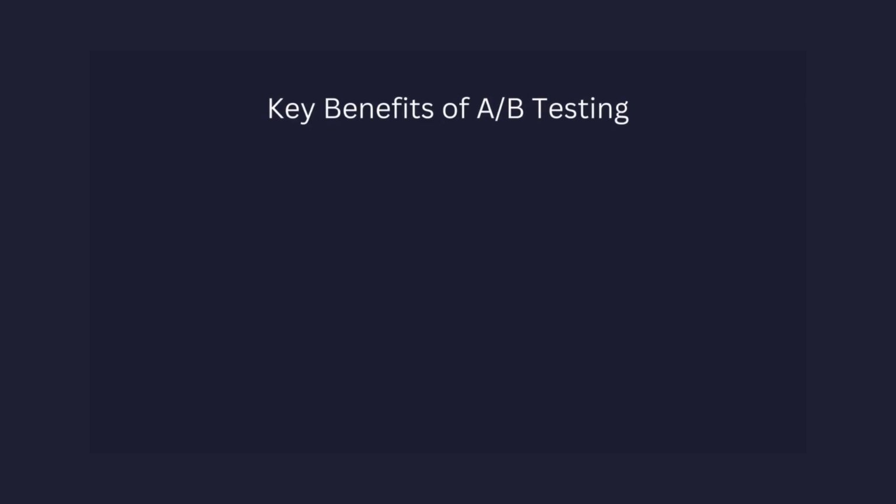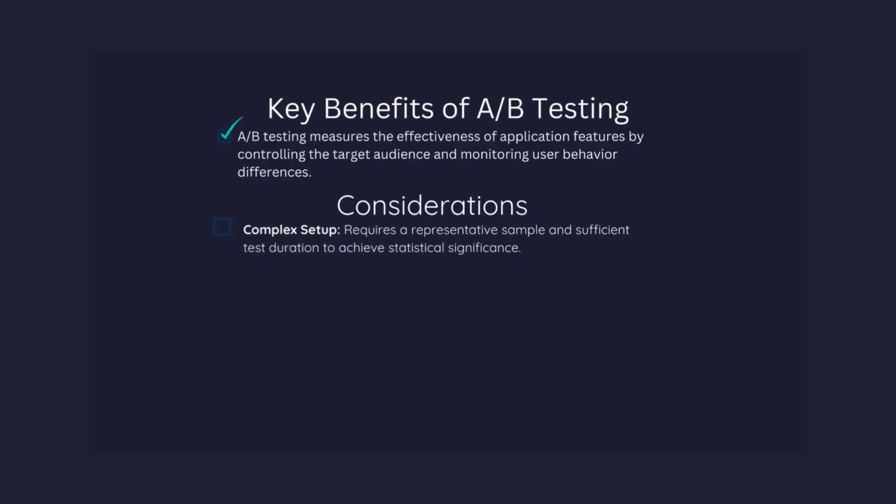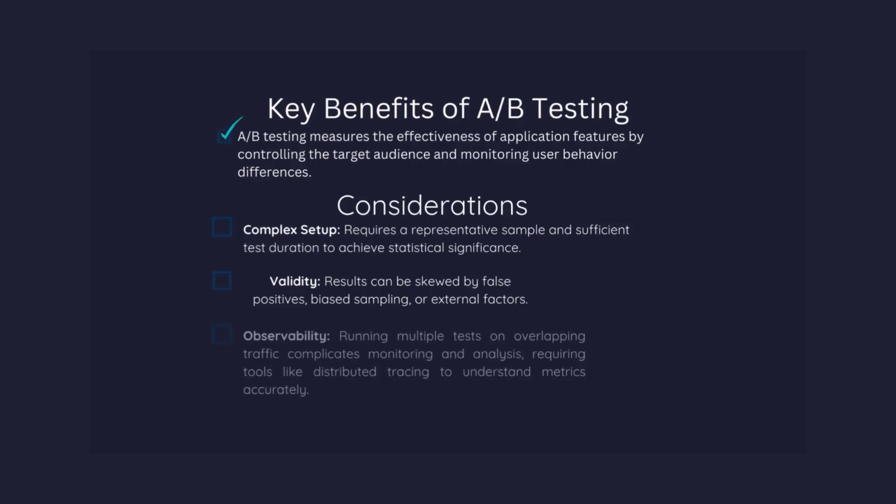Key benefits. A/B testing measures the effectiveness of application features by controlling the target audience and monitoring user behavior differences. Considerations. Complex setup. Requires a representative sample and sufficient test duration to achieve statistical significance. Validity. Results can be skewed by false positives, biased sampling, or external factors. Observability. Running multiple tests on overlapping traffic complicates monitoring and analysis, requiring tools like distributed tracing to understand metrics accurately.